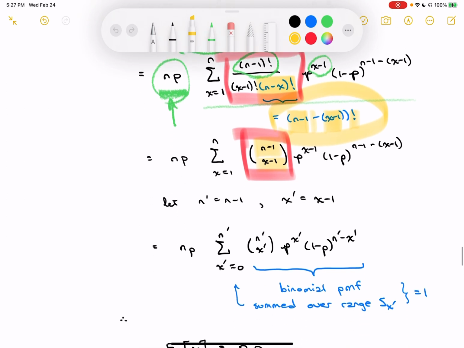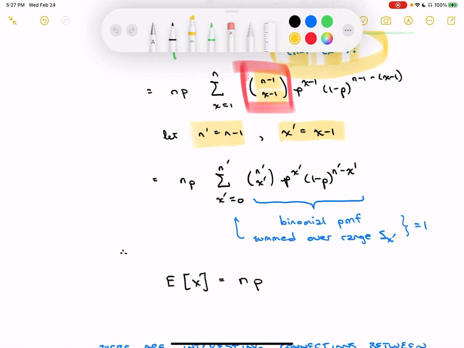Okay, so what can I do now? I can go ahead and make a couple of changes of variables. I'm going to let n prime be n minus 1, x prime be x minus 1. You make that change, and I'm now going to have a sum on x prime going from 0 to n prime. I'm going to have n prime choose x prime, p to the x prime, and 1 minus p to the n prime minus x prime. Well, that's just a binomial PMF, and it's summed over its range space. I know that equals 1. So even though that kind of looks like a mess, because I recognize it from a known, proven probability mass function, and I know all probability mass functions over the range space sum to 1, I'm finished.